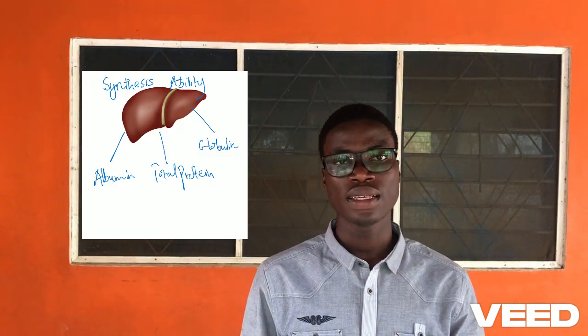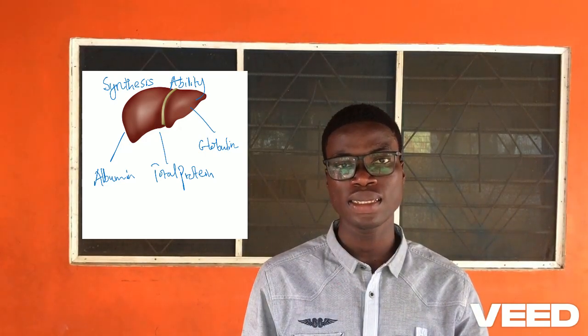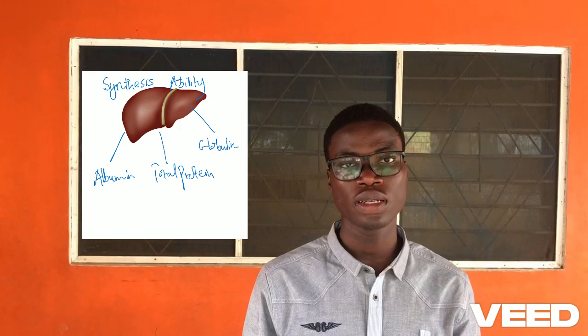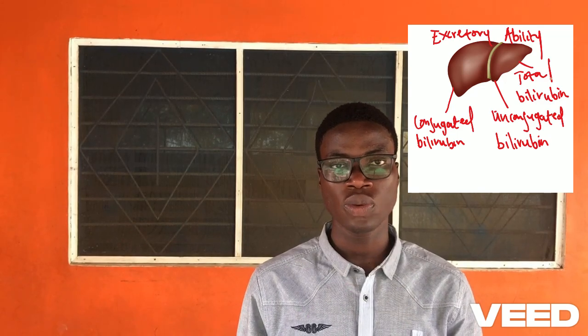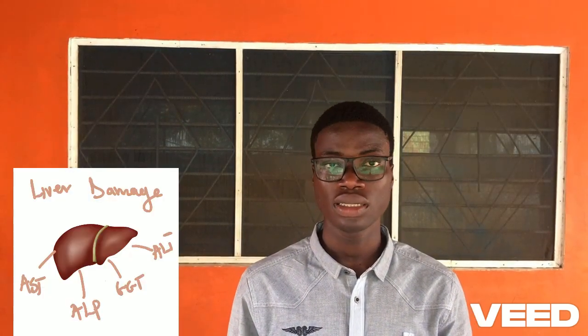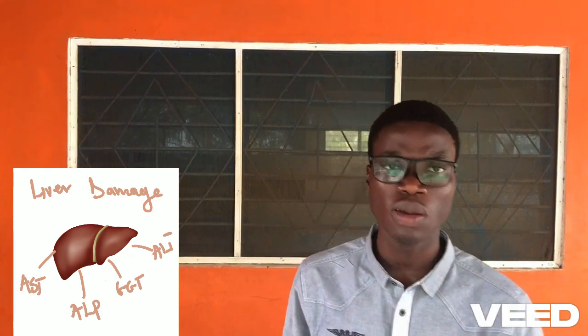Alright, so how do we categorize liver function test? Well, basically, liver function test is grouped into three major categories. First is the part of the test that assesses the synthesis ability of the liver. The second is the part of the test that checks the rates at which the liver excretes certain substances, and then finally it checks the damage of the liver. So let's talk about the synthesis aspect of the liver function test.